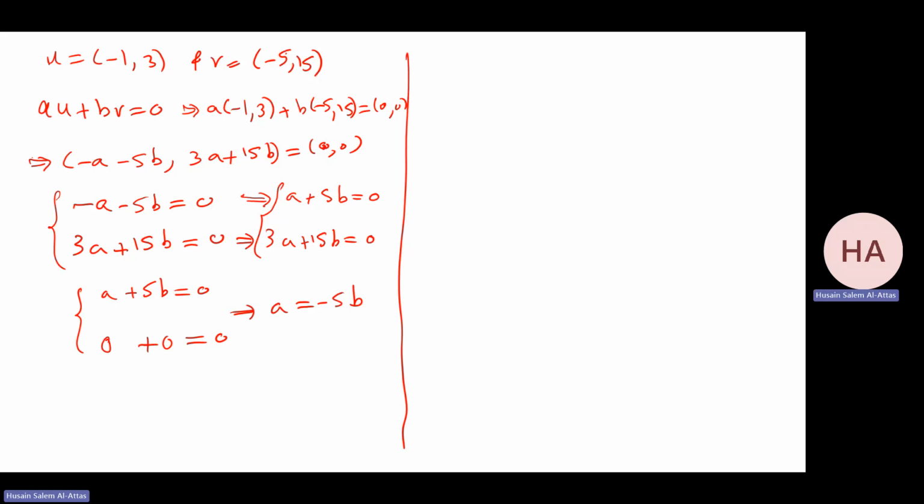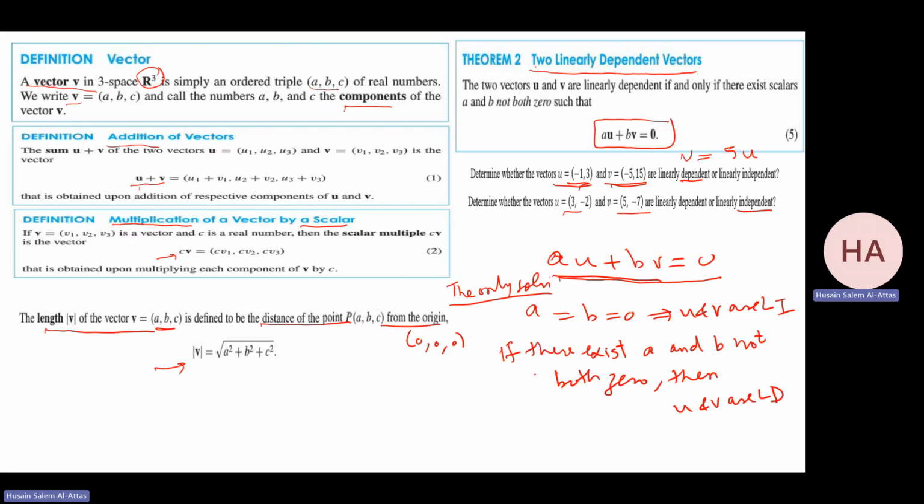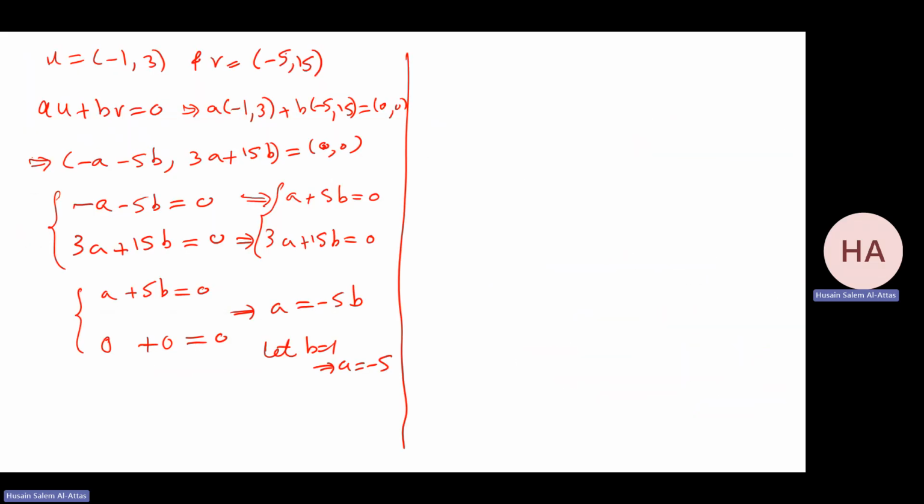And so that means what? It means I can find A and B not both 0. So I can let, for example, B equal 1. So A equals -5. So according to this definition, I am in this stage. There exist A and B not both 0, at least one of them non-zero, such that AU plus BV equals 0. That means what? U and V are linearly dependent, which I know.